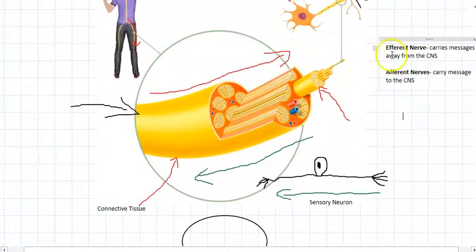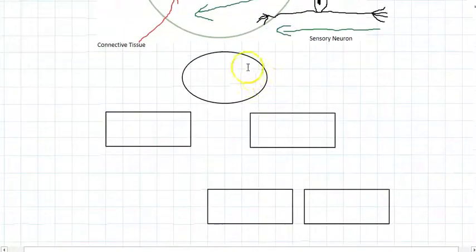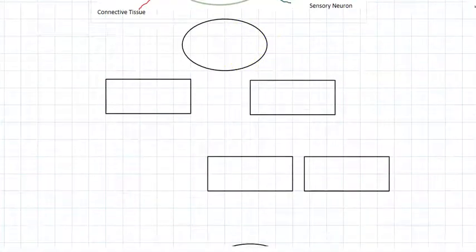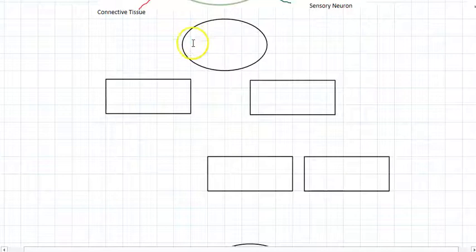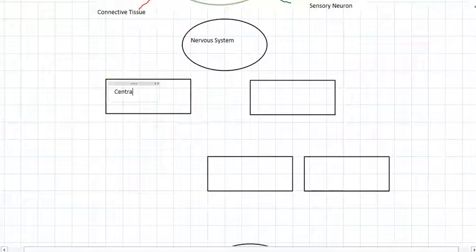So that level is the next level of how scientists split up the nervous system. So let's start building a tree chart here. If we start with just the nervous system overall, we know that that's made up of the central nervous system and the peripheral nervous system.